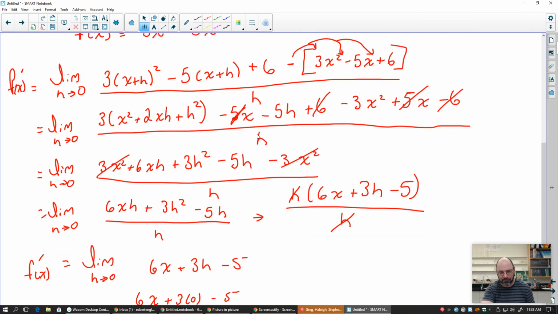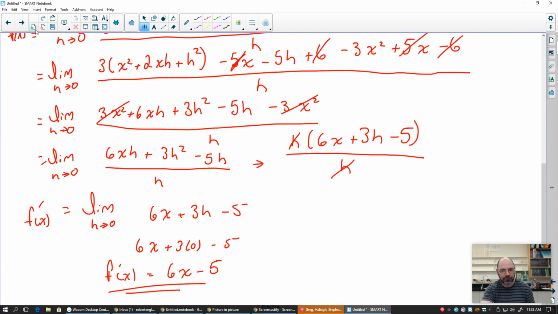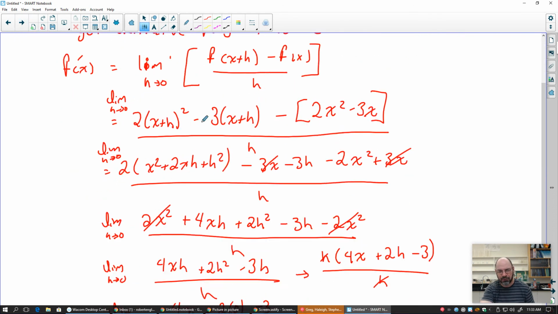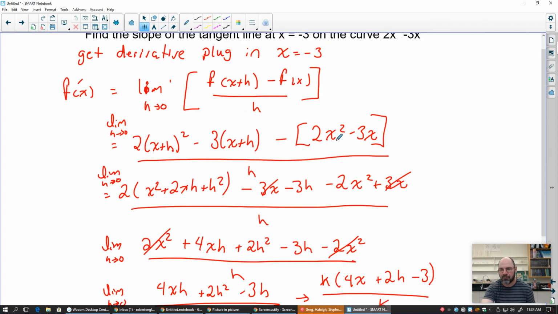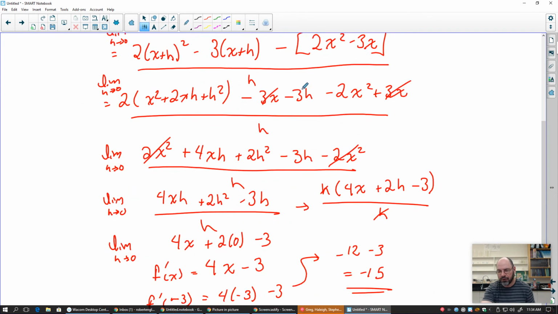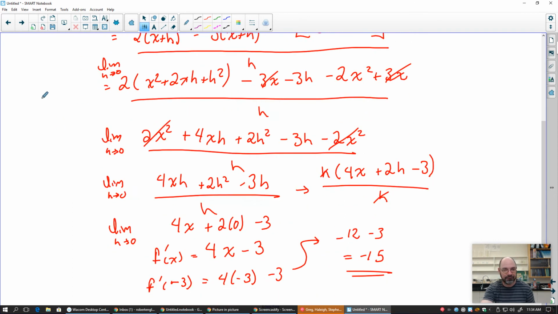We did a few examples of that. The first example was just finding the expression of the derivative. The second example was using the derivative expression to get a slope by plugging in a number to figure out what the slope is. And that was what we did today.